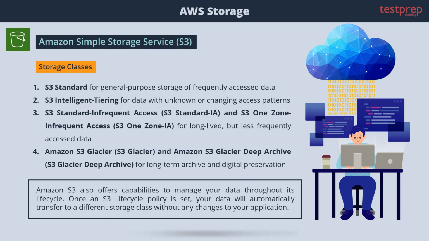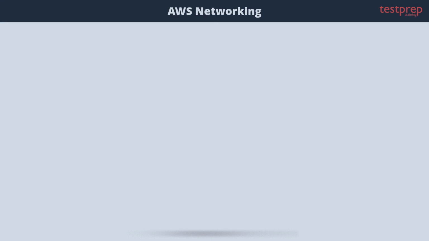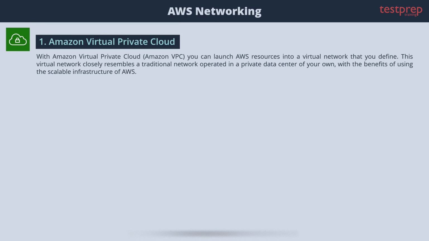to your application. AWS Networking. AWS offers networking capabilities required to run any workload in the cloud, with security, availability, performance, global coverage, and manageability. First is Amazon Virtual Private Cloud. With Amazon Virtual Private Cloud, you can launch AWS resources into a virtual network that you define. This virtual network closely resembles a traditional network operated in a private data center of your own, with the benefits of using the scalable infrastructure of AWS.